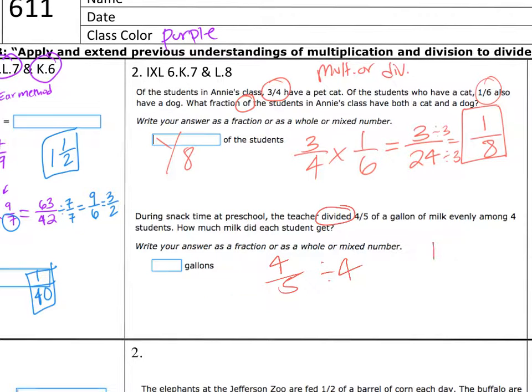So why don't we use the ear method? 4 over 5 divided by 4 over 1. 1 times 4 is 4. 5 times 4 is 20. If you reduce that, that is 1/5.